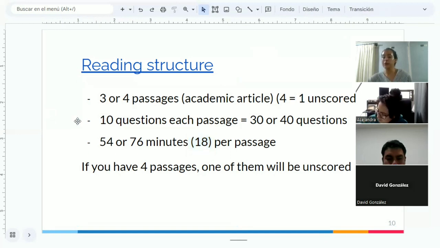Do you guys have any questions about the format? Is that understood? No questions? Okay, guys.